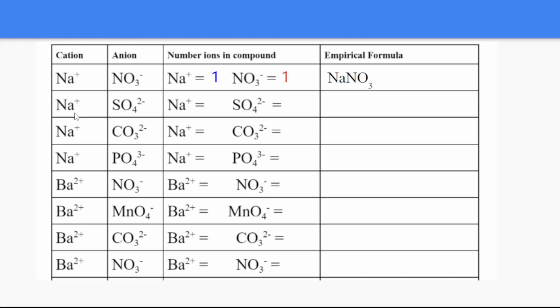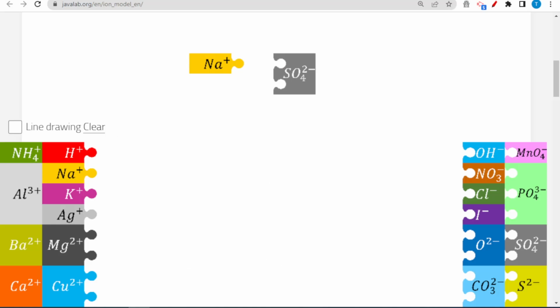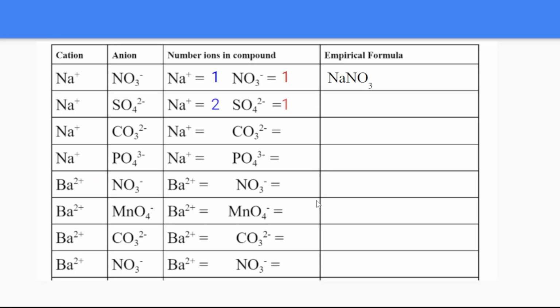Next example, sodium and sulfate. Notice the positive 1 sodium and the sulfate has a negative 2. So 1 sodium and 1 sulfate does not equal 0. We need to add another sodium. That's 2 sodium and then 1 sulfate. So you write the formula as Na2SO4, because there are 2 sodiums. Remember, you do not include the charges in the formula.